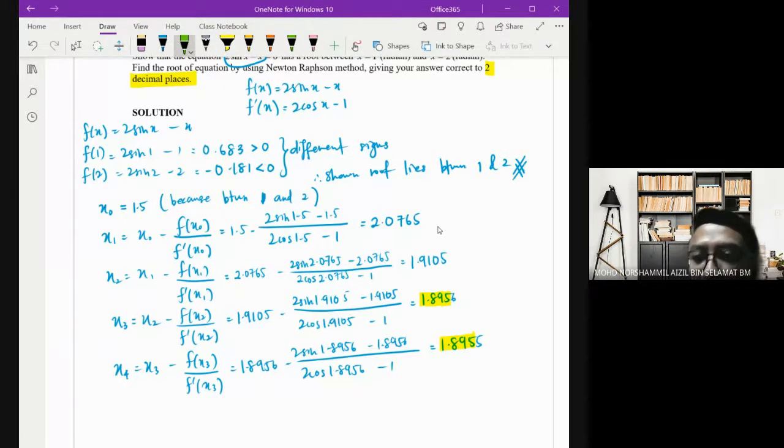So guys, in this case as well, walaupun yang last kali ni tak sama, tapi kita dah boleh stop. Sebab apa? After we round off, this one will be 1.90. Yang ni pun round off 1.90. That's why we can stop, sebab benda tu dah repeating. So the answer will be 1.90, correct to 2 decimal places. That's it. Finalize.